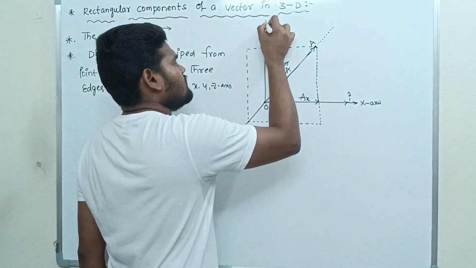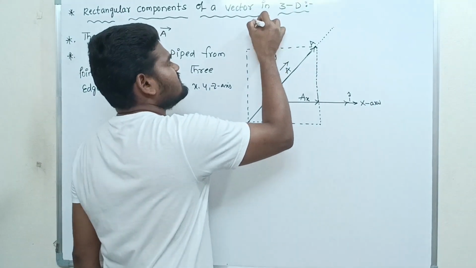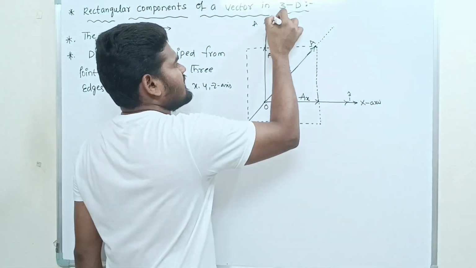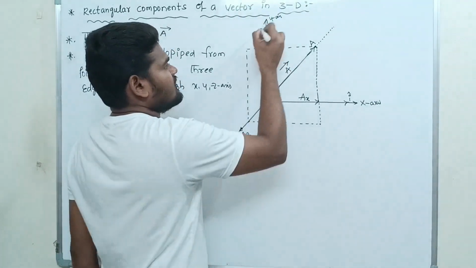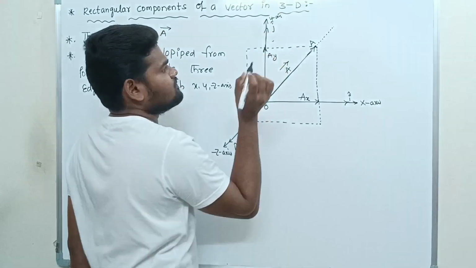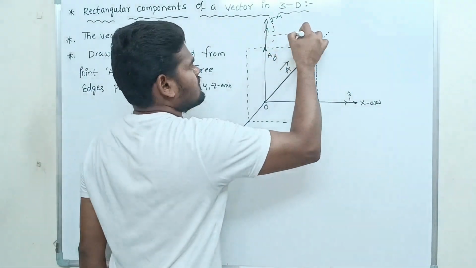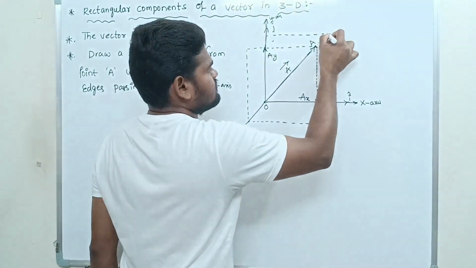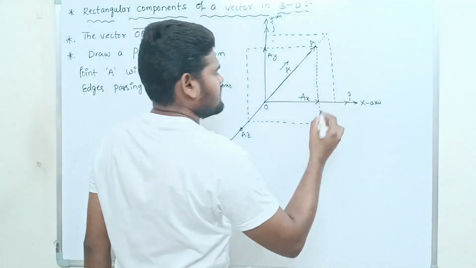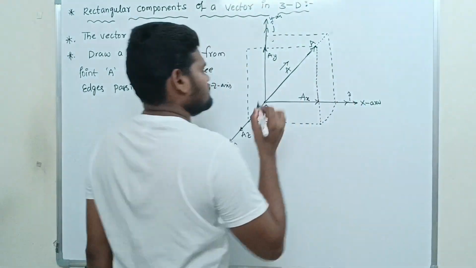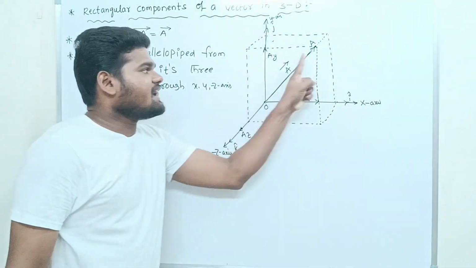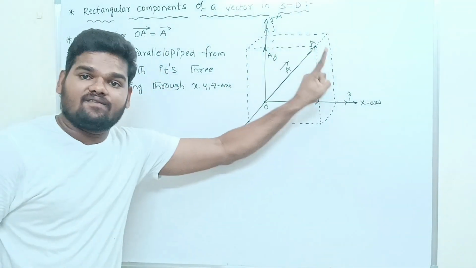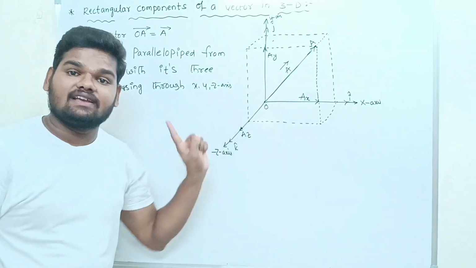Right. To get a proper diagram, I'm extending this y-axis. Okay. So this is y. This is AY, and the unit vector is j cap. So now a rectangular parallelepiped is formed. A rectangular parallelepiped is formed.